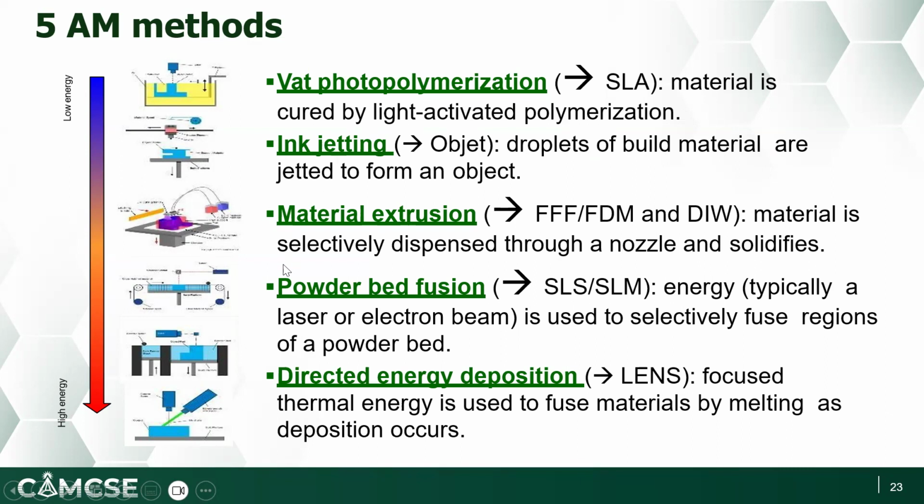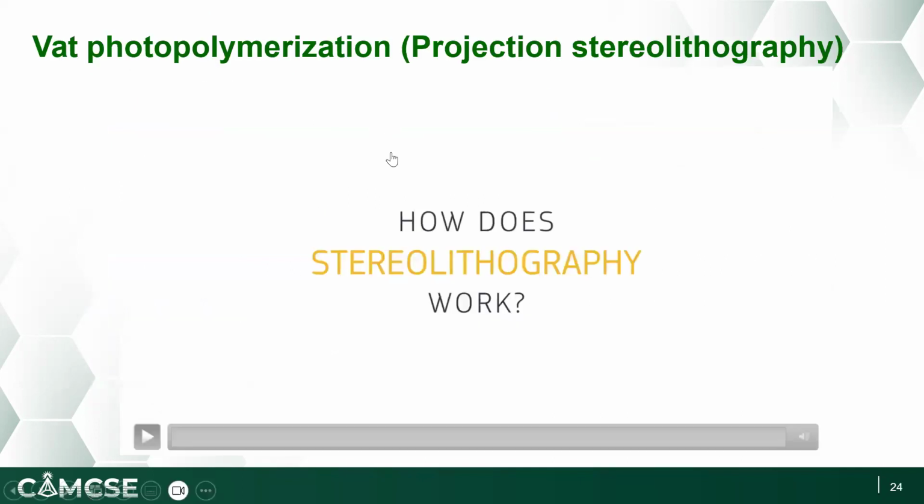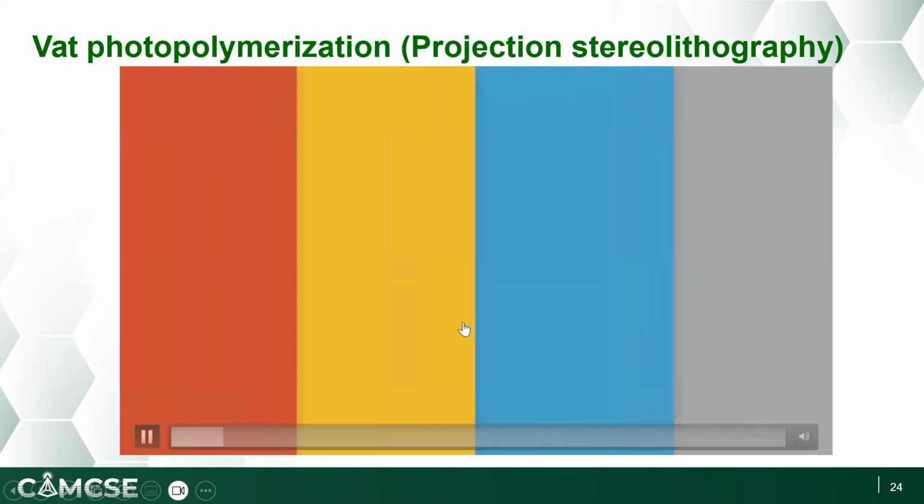So these 5 technologies are categorized based on the energy input. From low energy density to high energy density, you can see the sequence of the 5 different additive manufacturing technologies. In the next few slides, I will show you very brief videos for each technology to show you the working principle of each additive manufacturing technology. The first is the so-called wet photopolymerization process, also called projection stereolithography. So how does this process work? You can see this video.